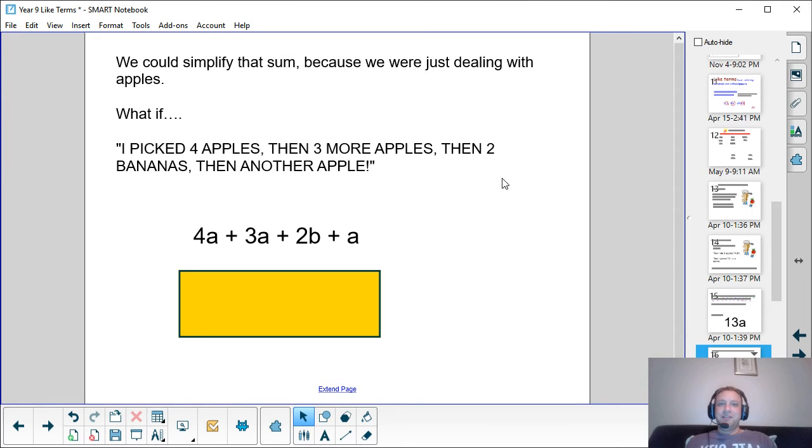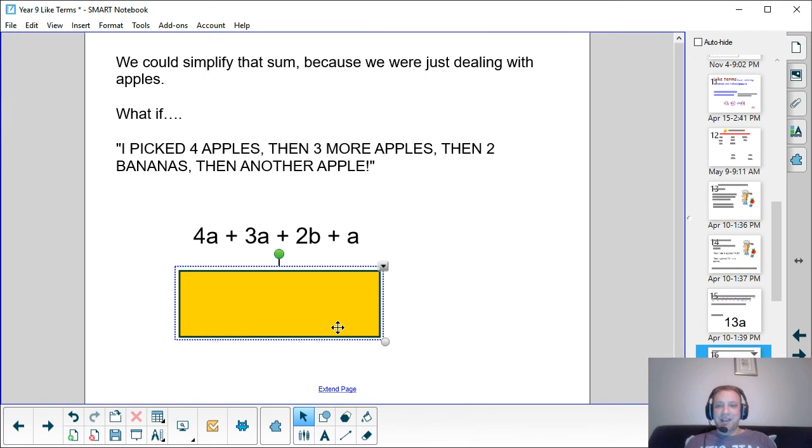But if our Johnny Apple face again goes out and for some reason there are bananas on this apple farm. He picks 4 apples, then he picks 3 more apples, then he gets bored with apples and he picks 2 bananas, then he goes back for 1 more apple. That would look something more like this, right? I've got 4 A's, 3 A's, 2 B's, and 1 A.